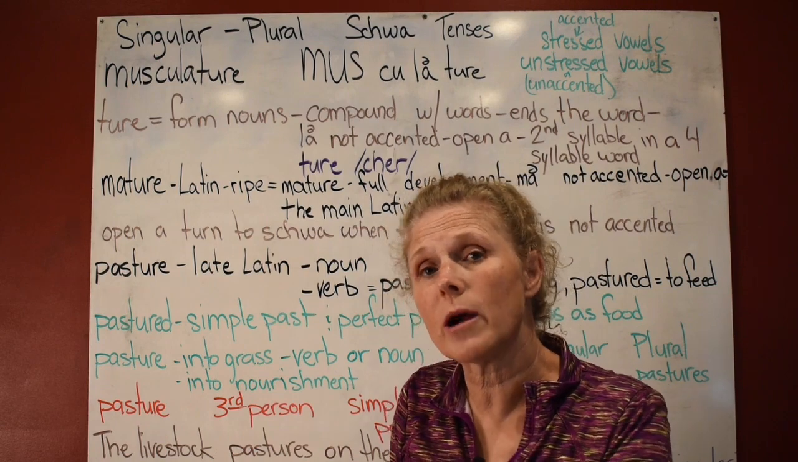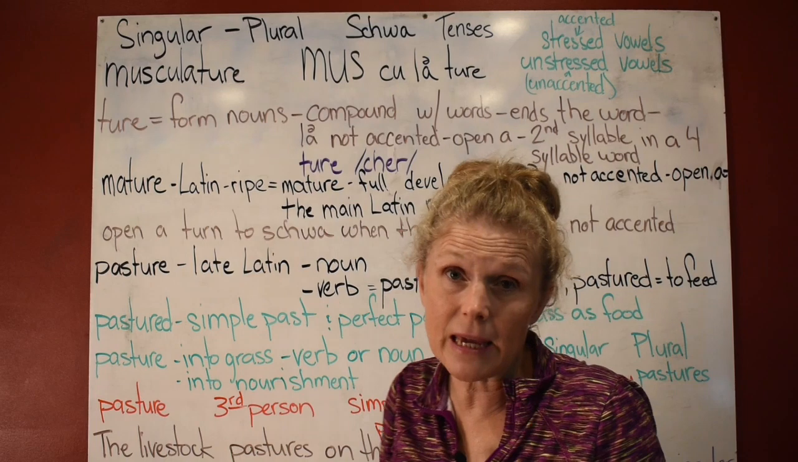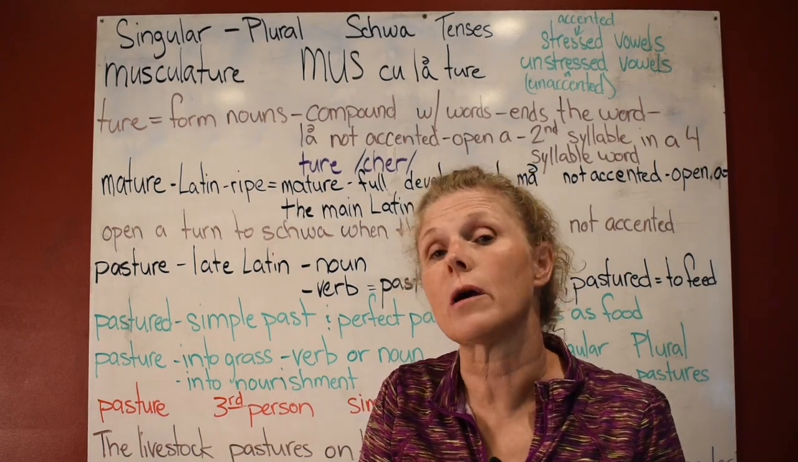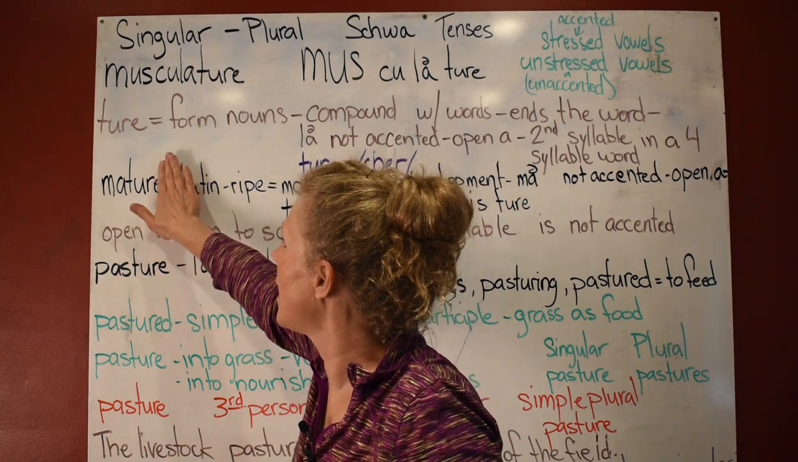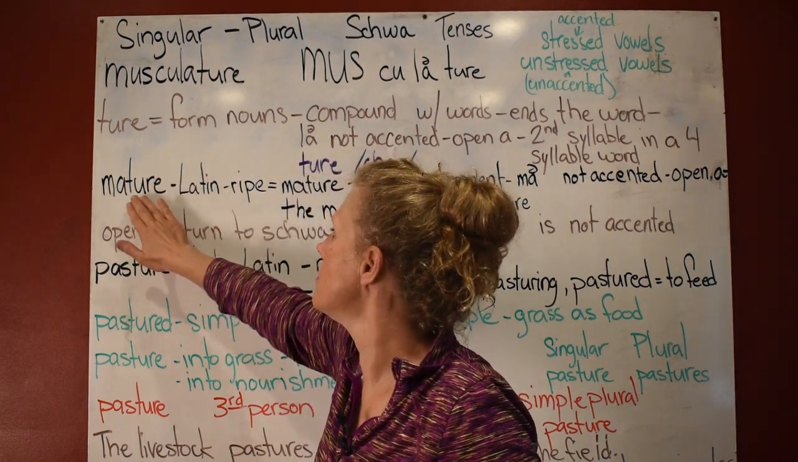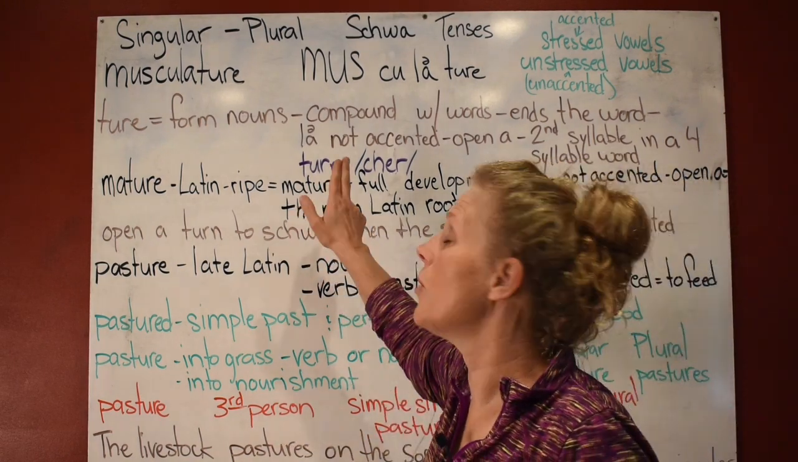If you have T-U-R-E in the middle, what's going to happen? It's not going to have the E on it. It's going to be T-U-R. So you can say maturing, you're going to drop that, and you're going to have T-U-R. It's going to be in the middle. But it still says the same sound. But if it's at the end, you have to have the E.